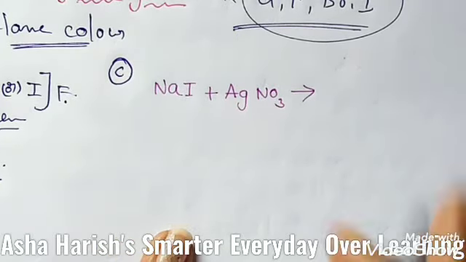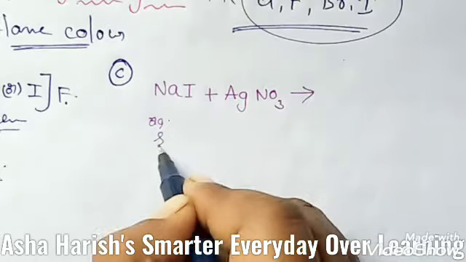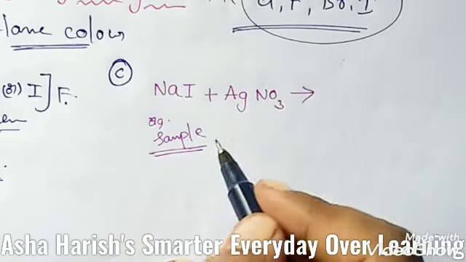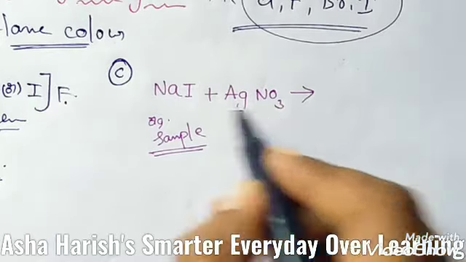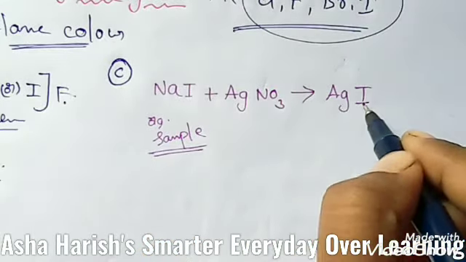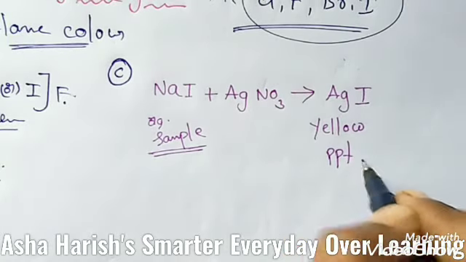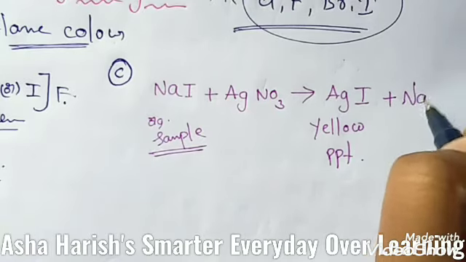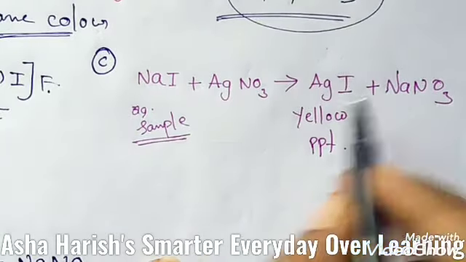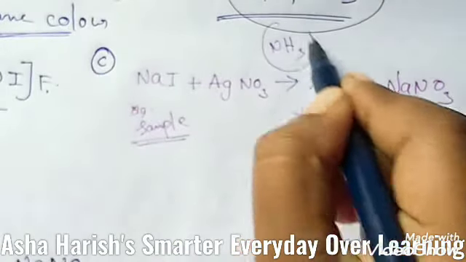For iodine, the next one, this is the organic compound or a sample we have to take. For the detection of iodine, if you add silver nitrate to this sample, students, what you should get is silver iodide. This is also a yellow color precipitate, along with NaNO3, sodium nitrate. And this yellow color precipitate is insoluble, also insoluble in ammonia.